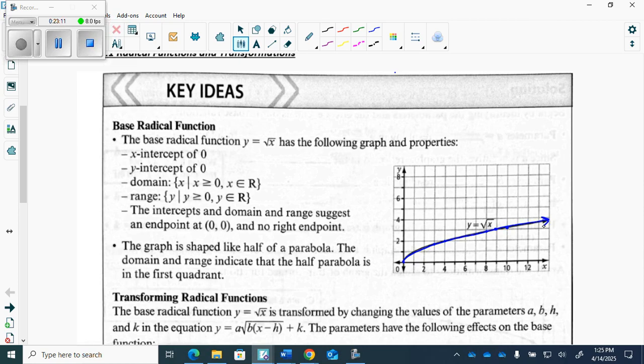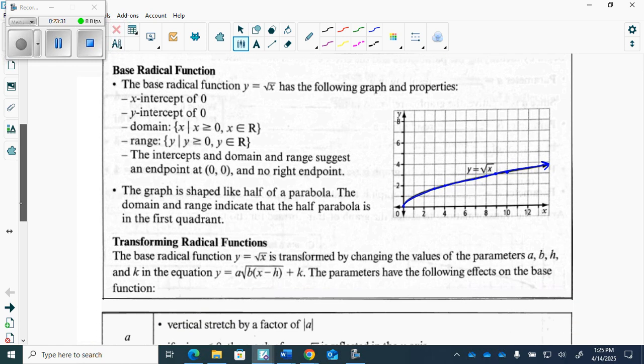It has an x-intercept of 0, a y-intercept of 0, and a domain of x greater than or equal to 0, because you can't have negatives under the square root. It starts at 0, 0, so it has a range of y greater than or equal to 0. The intercepts, domain and range suggest there's an endpoint at 0, 0. The graph is shaped like half a parabola, in the first quadrant.